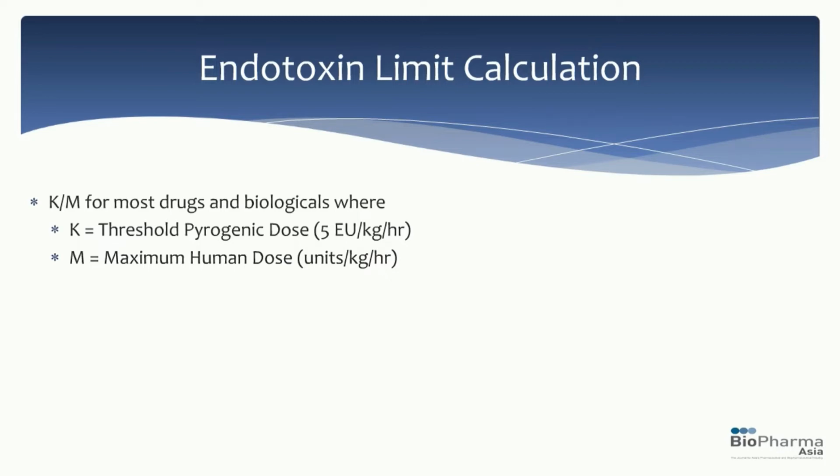But in any case, it's a very conservative value that's been used, called the threshold pyrogenic dose, and it's been used for many years. So the threshold pyrogenic dose is 5 endotoxin units per kilo per hour. And again, that was derived from a lot of rabbit testing that was done years ago and pretty much confirmed in humans a bit more recently. M is the maximum human dose in units per kilo per hour. If the maximum human dose is a pediatric dose, then we work with the pediatric dose, whichever one is more stringent, the adult dose or the pediatric dose.